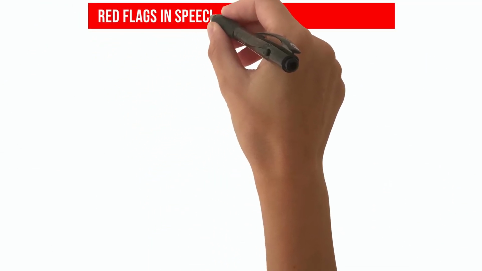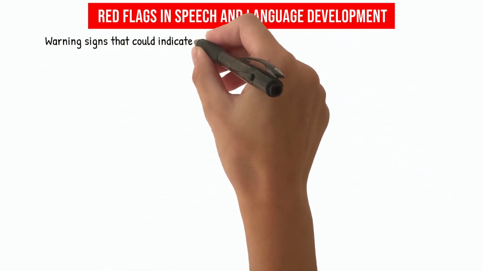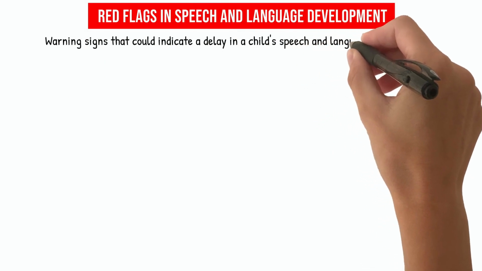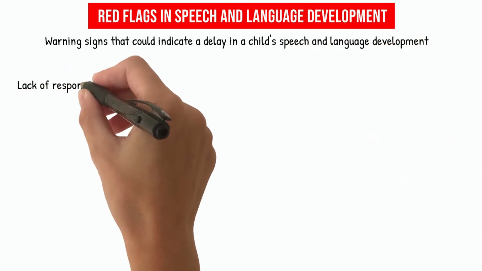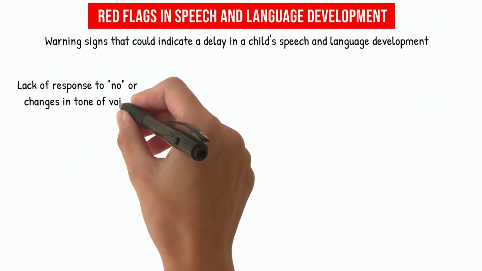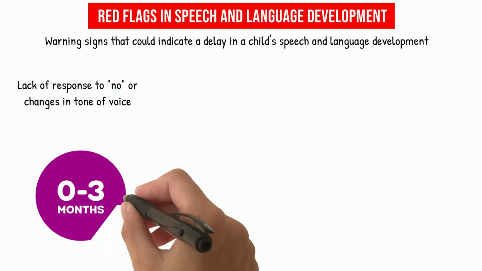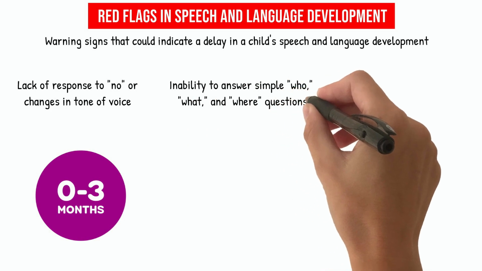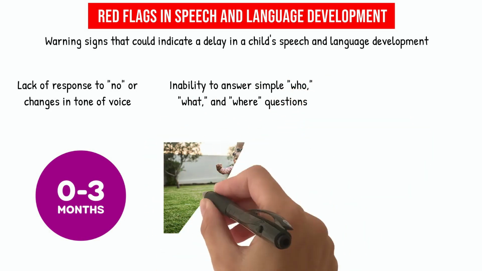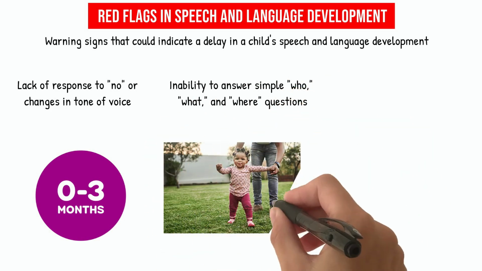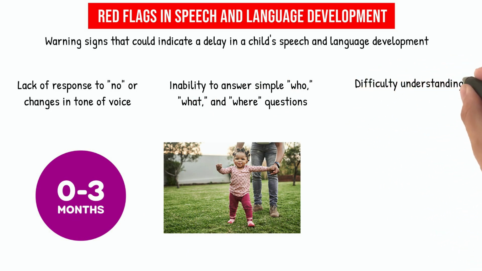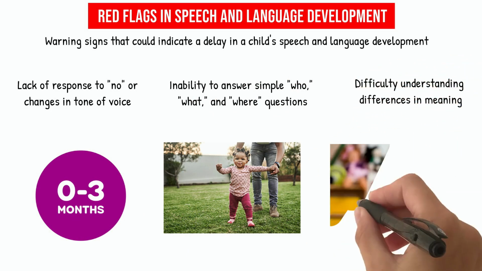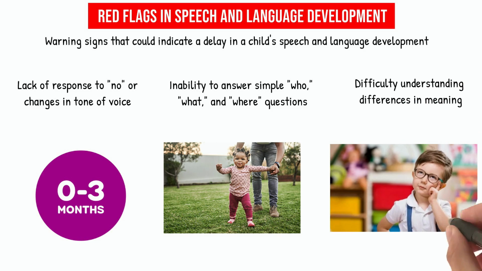Red flags in speech and language development. Here are some warning signs that could indicate a delay in a child's speech and language development. Lack of response to no or changes in tone of voice between 0 to 3 months of age. Inability to answer simple who, what, and where questions or to be understood by people outside the family between the ages of 1 and 2 years. Difficulty understanding differences in meaning or combining 2 or 3 words into phrases between 2 to 3 years of age.